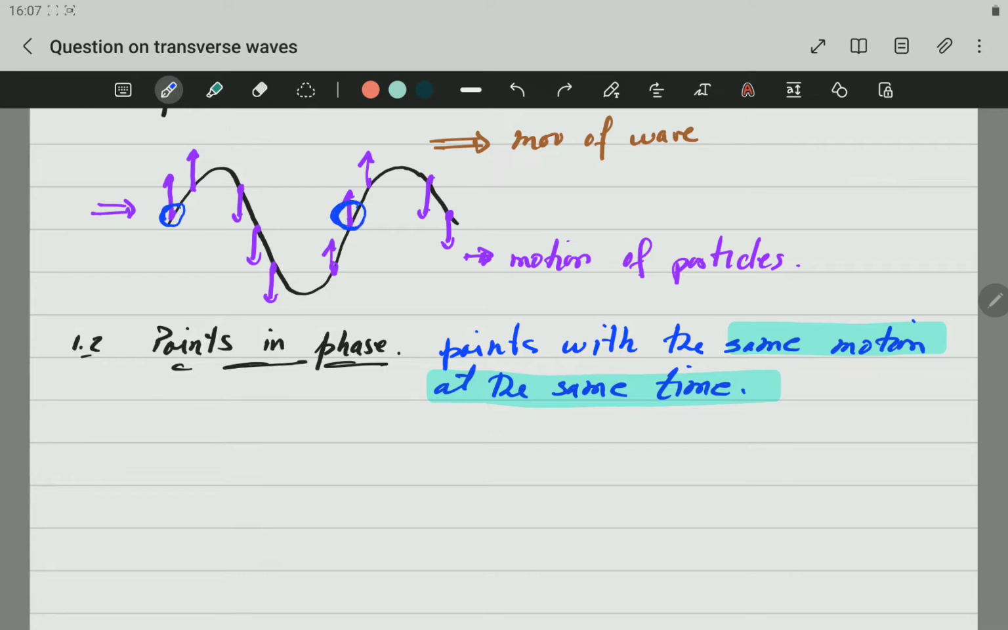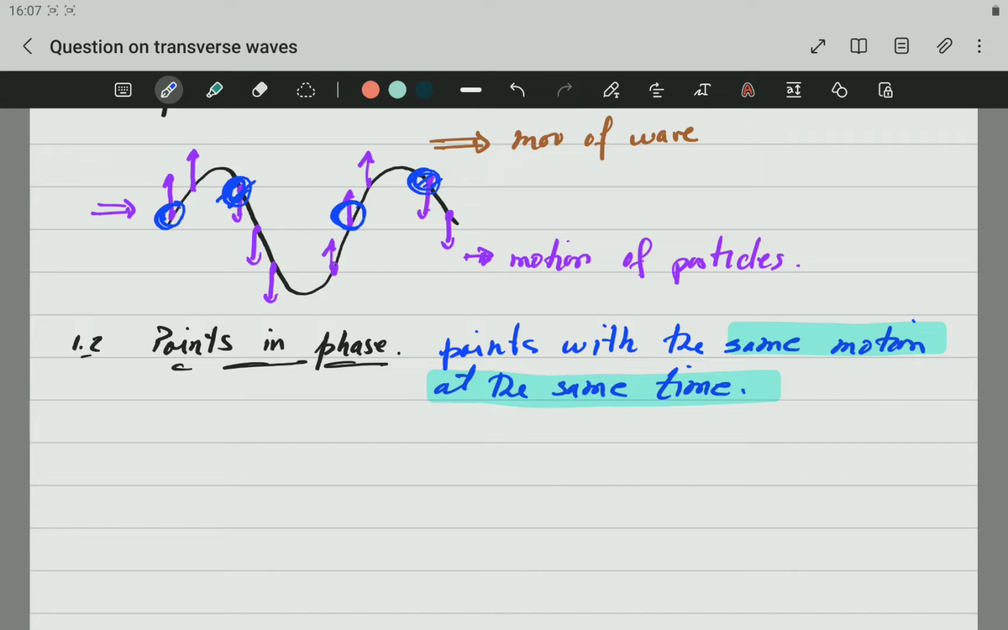And this would be, for instance, 2 points that are in phase. Both of them at the same time are moving up. Now here you can see another 2 points that are in phase. This one here is in phase with this one here. Those 2 points are moving down at the same time in the same way. So those are 2 points in phase.